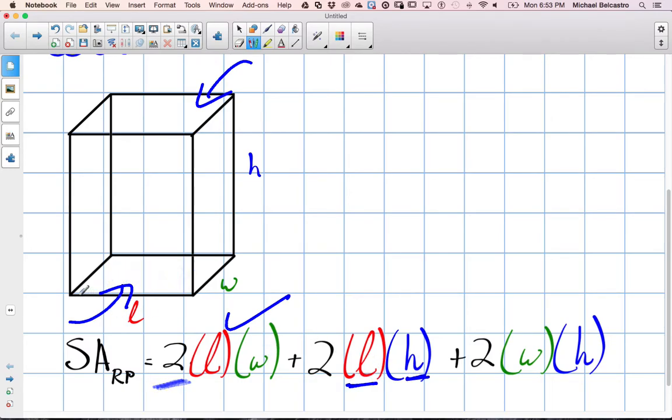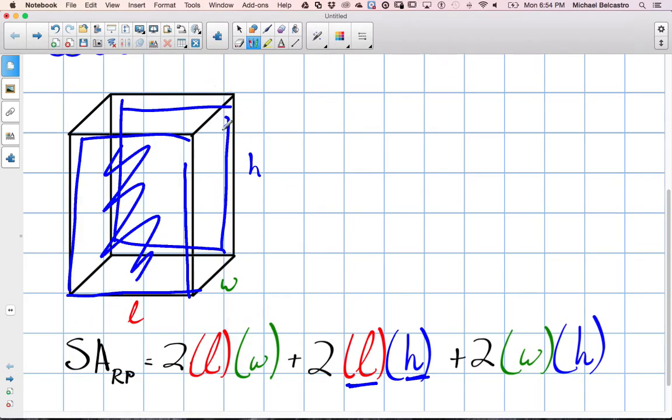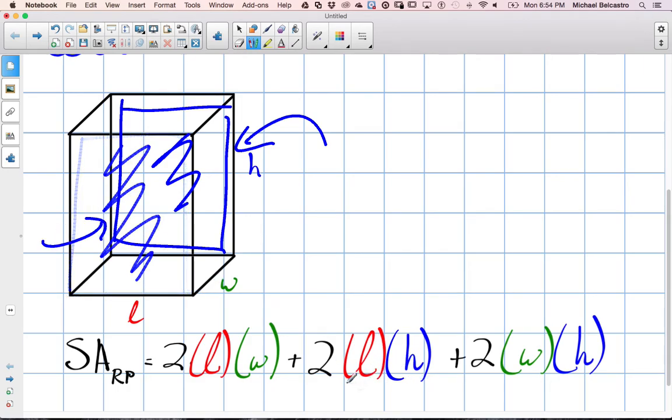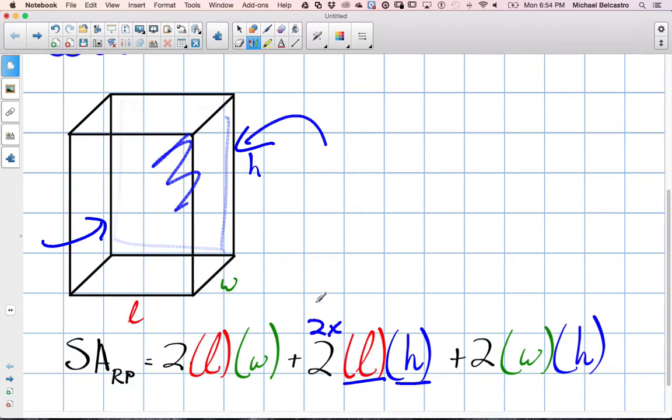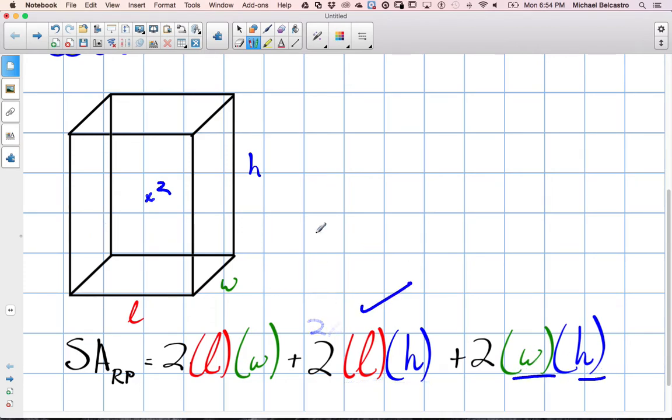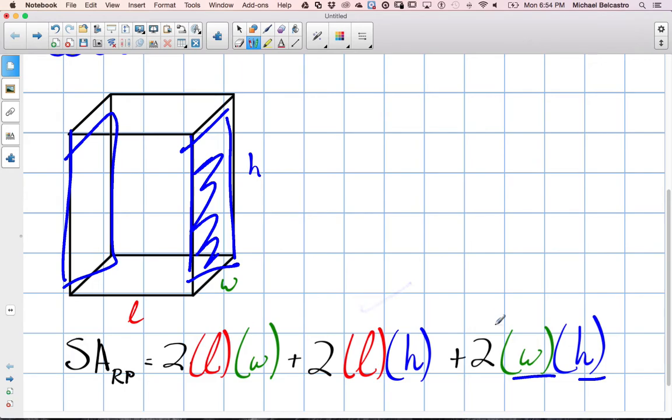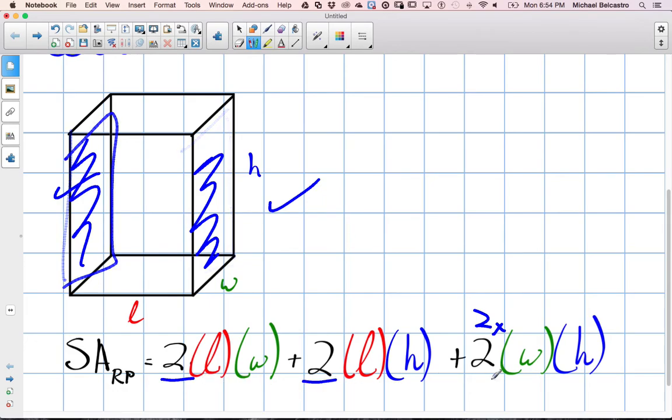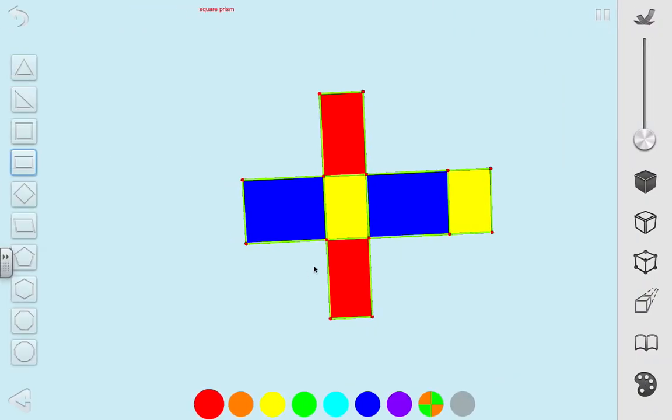The length and the height, that's the front and the back. We find the area of the front one, length times height, and then we multiply by 2 because there's a front and a back. And then finally, the width and the height are our right side and our left side. We find the area of 1, and we multiply by 2 because there are 2 of them. So that's 1, 2, 3, 4, 5, 6. We know from our other page that there are 6 faces, so that makes sense. That's taking care of all 6 faces.